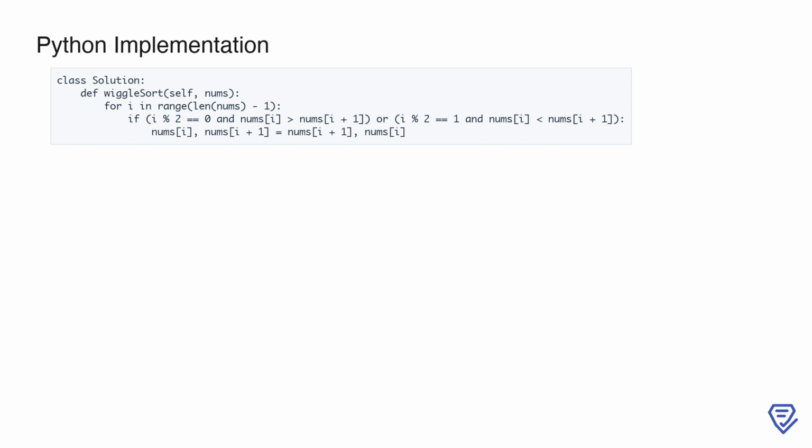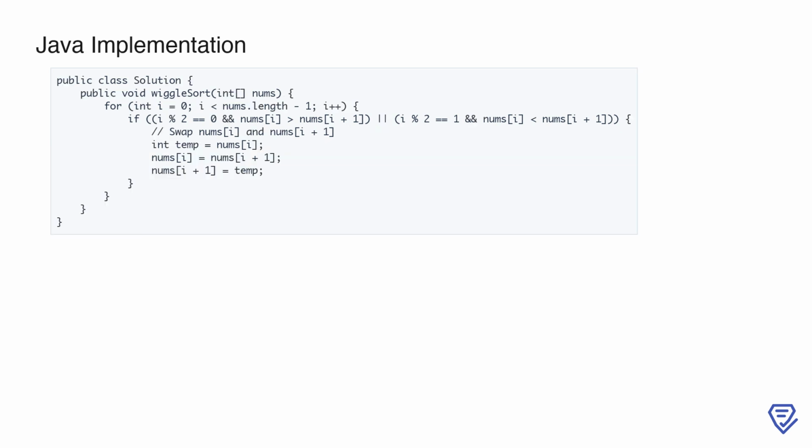Edge cases. The code handles various edge cases effectively. If the input array is empty or contains only one element, the loop does not execute, and the array remains unchanged. Arrays with all elements equal are already in wiggle order and require no changes. This implementation is both elegant and optimal, adhering to the constraints and requirements of the problem statement.